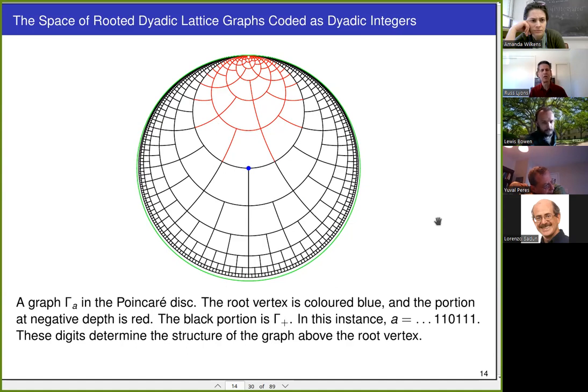So this is what I'm calling gamma sub A for this dyadic integer A. And now I mentioned similarity to that non-unimodular example, which had this fixed end. This is analogous in a precise way to having this fixed boundary point in the hyperbolic disk.